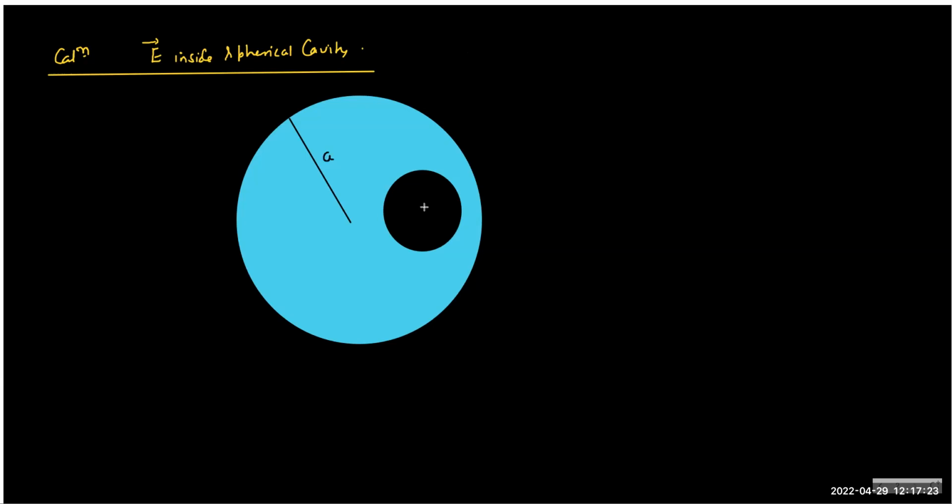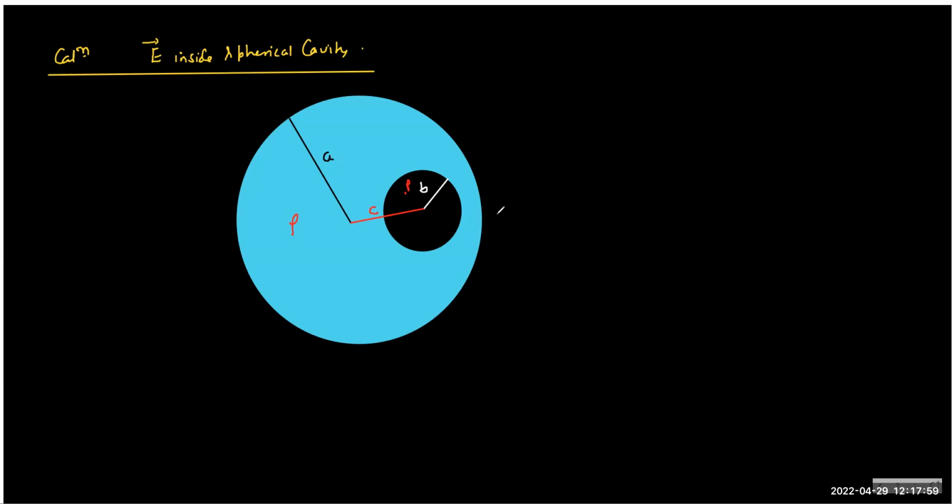and the radius of the cavity, let's call it B, and the separation between the centers, let's call it C. And the volume charge density is rho, and I'm assuming it's uniform. So the question is, what is the value of electric field at any point within the cavity? So at this point, let's say a random point.